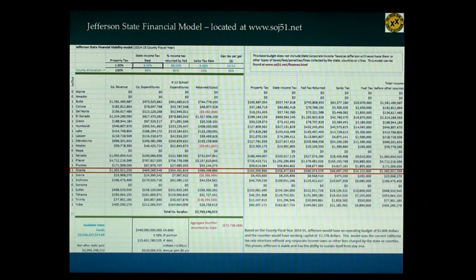Again, I want you to recognize their site, www.soj51.net, where you can pull this up. You can actually create your own state by changing who's in, who's out. You can also increase or lower the tax rate that we get. And then also, you can modify the split between the county and the states.